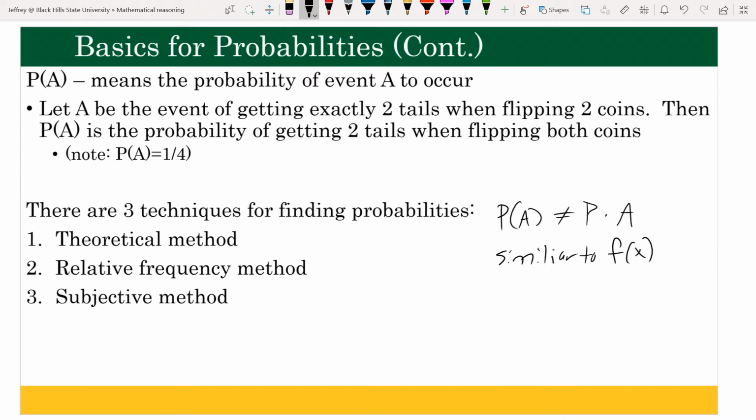I know we haven't really talked about it much in this class, but think of it in terms of this where we're saying the function name is f and x is the independent variable. So anytime you see P parentheses A, think of it as just being the probability of whatever's inside the parentheses to occur. So for example, if we let A be the event of getting exactly 2 tails when flipping 2 coins, then we know that there's only one possible outcome out of those 4 total outcomes.